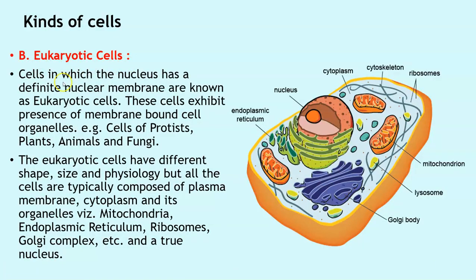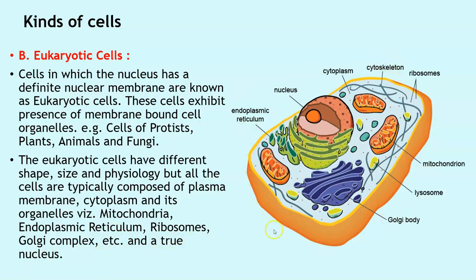Eukaryotic cells. This is the second type of cells in which the nucleus has a definite nuclear membrane are known as eukaryotic cells. These cells exhibit presence of membrane-bound organelles. For example, we have cells of protists, plants, animals, and fungi. The eukaryotic cells have different shape, size, and physiology, but all the cells are typically composed of plasma membrane, cytoplasm, and its organelles, which are mitochondria, endoplasmic reticulum, ribosome, Golgi complex, etc., and a true nucleus.